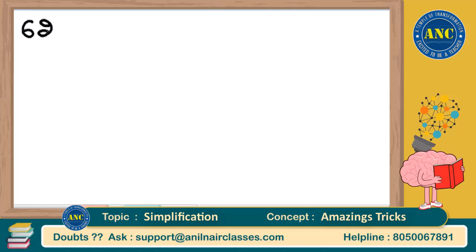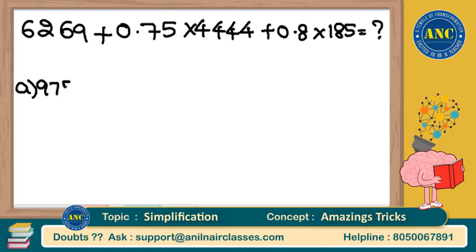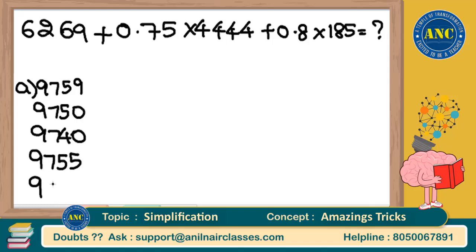Beautiful questions. 6269 plus 0.75 into 4444 plus 0.8 into 185 is equal to question mark. Options: 9759, 9750, 9740, 9755, 9655. First thing that you need to observe is your answer options.